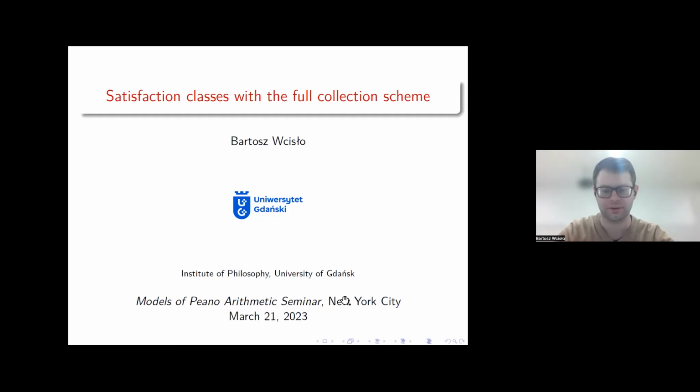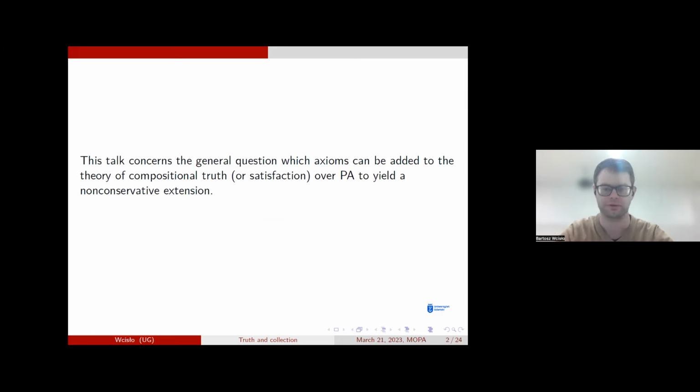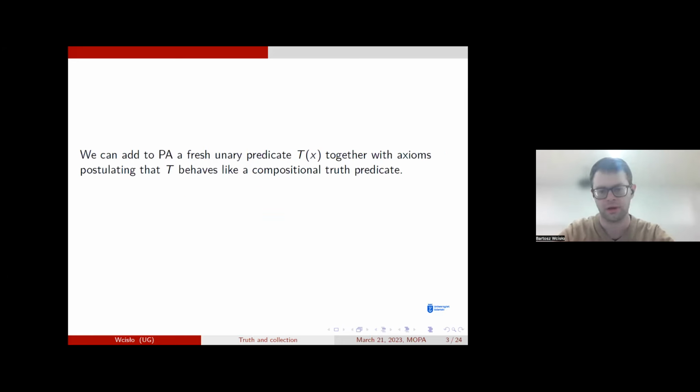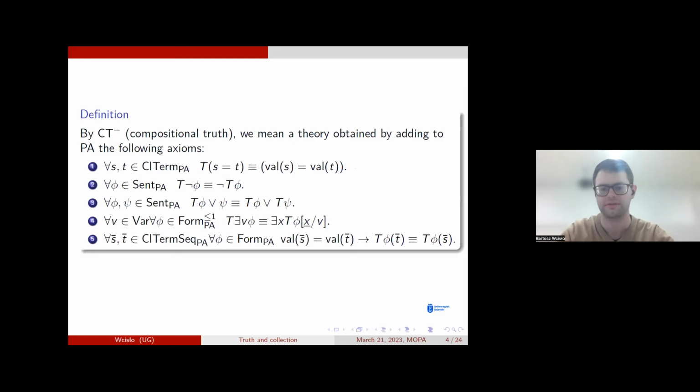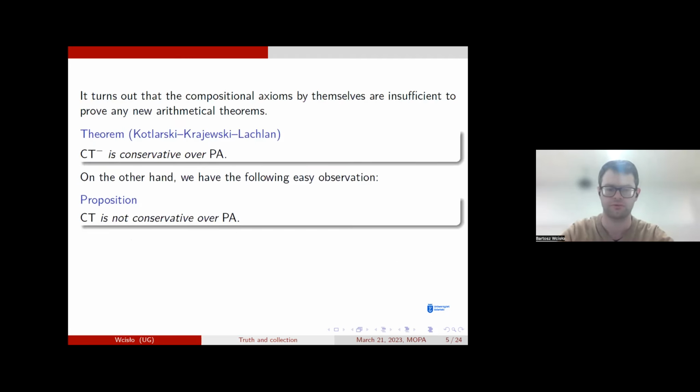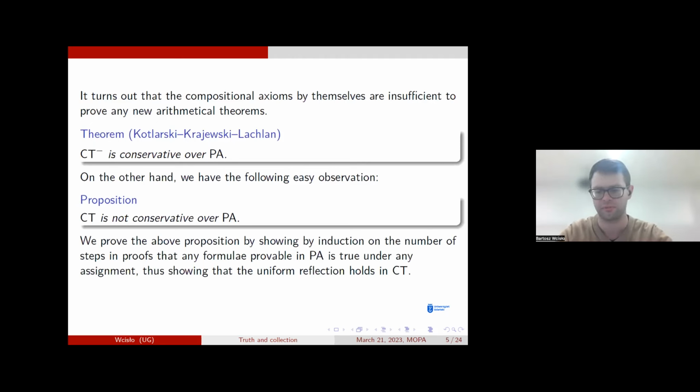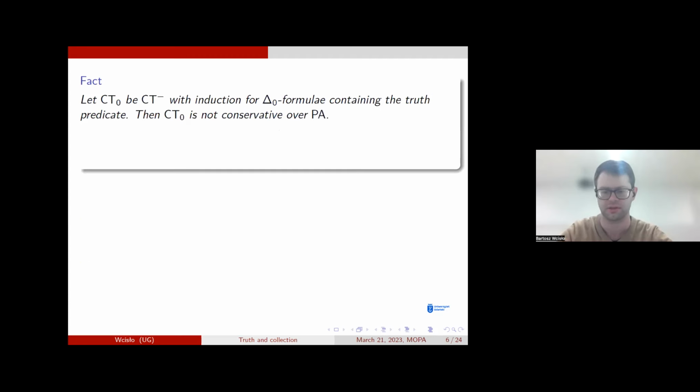Right. So a very brief reminder of what happened last time. We introduced a theory of compositional truth over arithmetic. This theory adds a fresh unary predicate, and it says that this predicate satisfies Tarski compositional axioms for arithmetical formulae. And then we can ask whether it gives a stronger theory than PA itself. As we learned a number of times, CT minus, so compositional truth by itself, doesn't give any new axioms. If you add full induction for the truth predicate, then you can prove that whatever is provable is true. So you can prove full reflection, which implies consistency and much more.